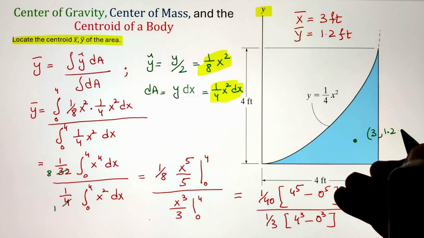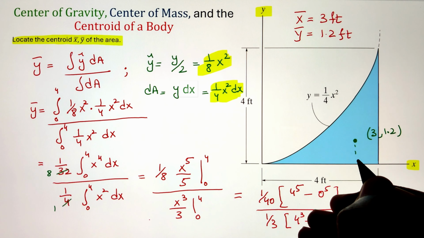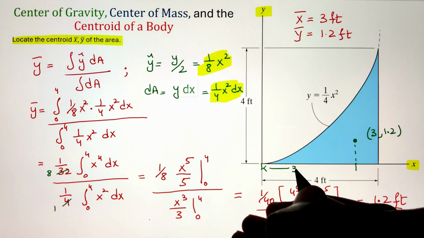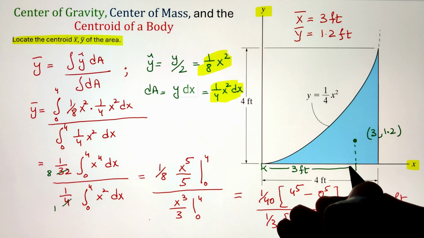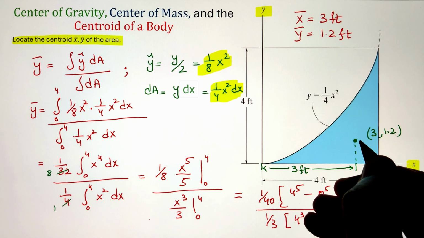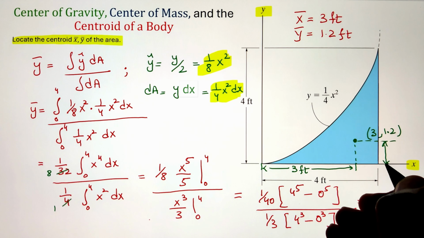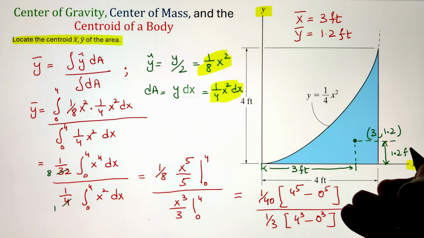Next, let's go ahead and locate that position of the centroid on the area itself. Since we have x bar as 3 feet, horizontally from the origin at 3 feet distance and vertically from the origin at a distance of 1.2 feet, we will have the centroid of our area shown as variable C.